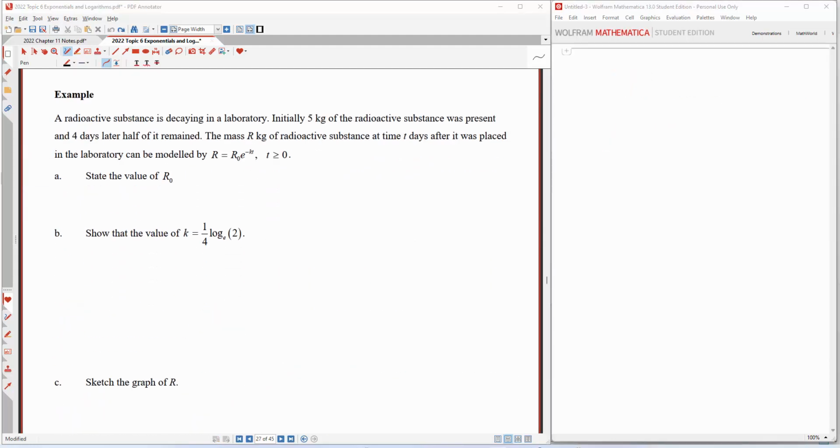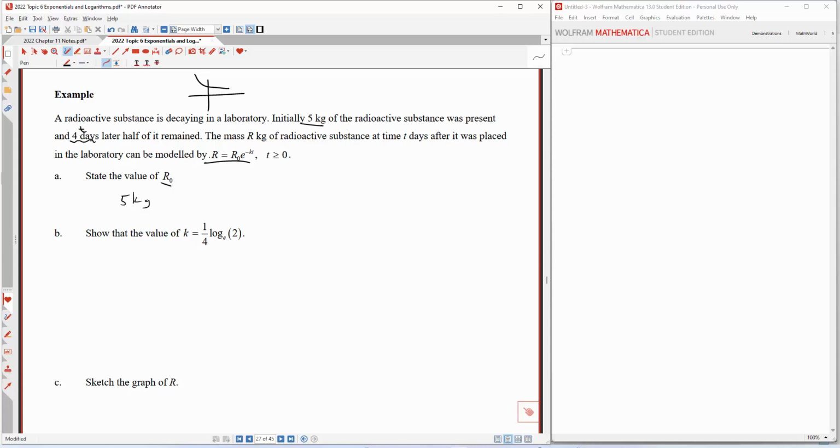In this example, we've got a radioactive substance decaying in a laboratory. So what I know is we're going to get this kind of an arrangement here. Initially 5 kilograms of the radioactive substance was present, and in 4 days, that's t, half of it remained. The mass R kilograms of radioactive substance at time t days after it was placed in the lab can be modelled by this. So they're telling us to use this version of the formula. So state the value of R0, that's initial, that's 5 kg.